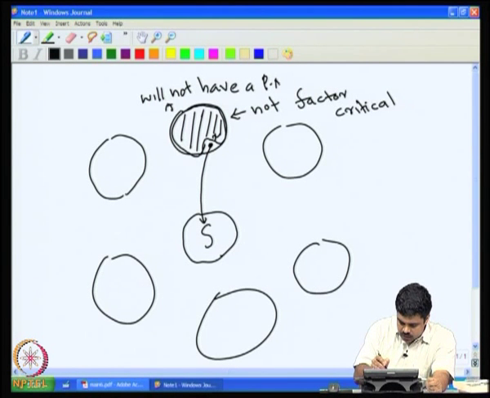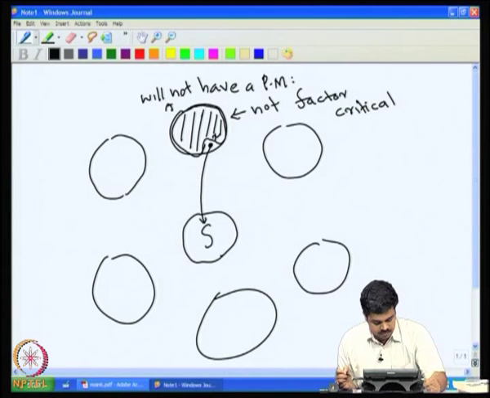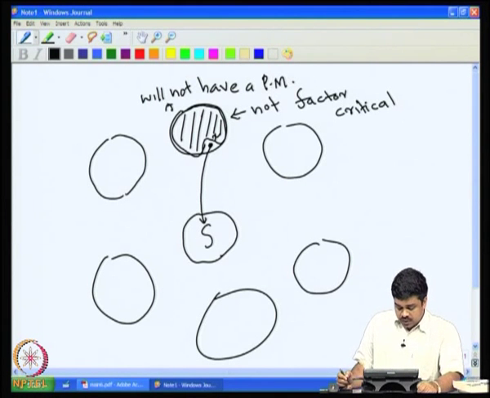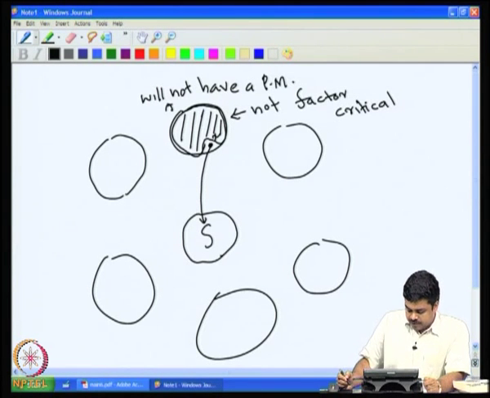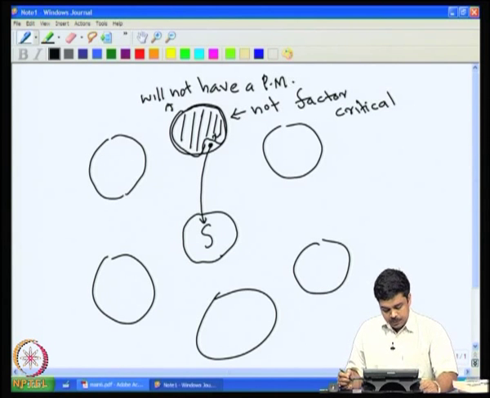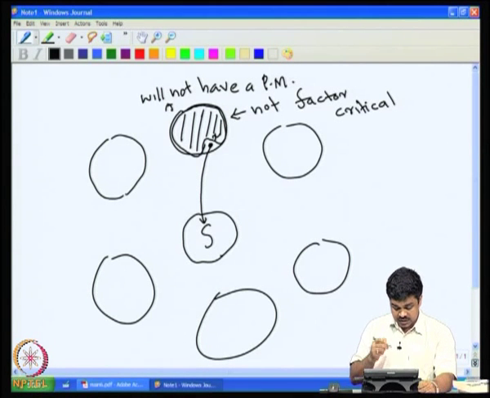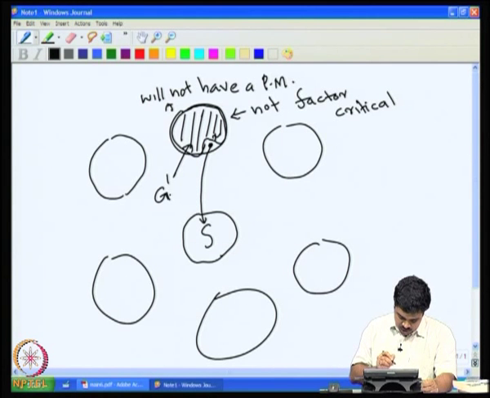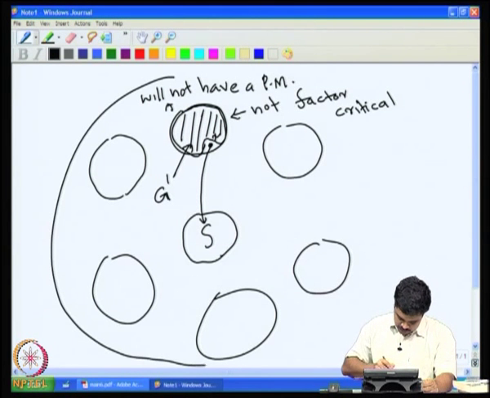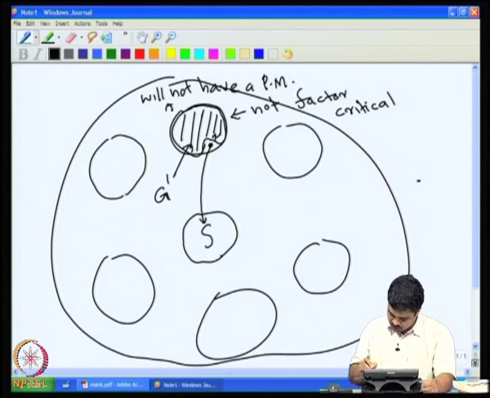Perfect matching. See, I am writing PM for perfect matching. So, if it does not have a perfect matching, what I can do is apply the induction statement to this graph. Let me call this graph G dash now. G dash is the smaller graph, G is the entire big graph.